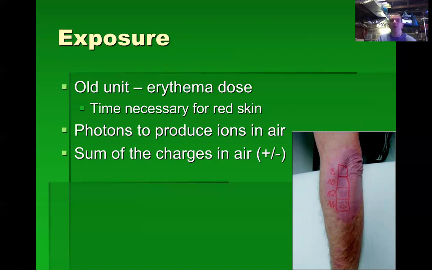Soon there were some exposure rate meters that started to appear. These were able to quantify the ionization happening in air. It's important to note that exposure only applies to photon radiation. So you would not use an exposure unit for beta radiation or alpha radiation. It's really just the sum of the charges being produced by this ionizing radiation traveling through air.